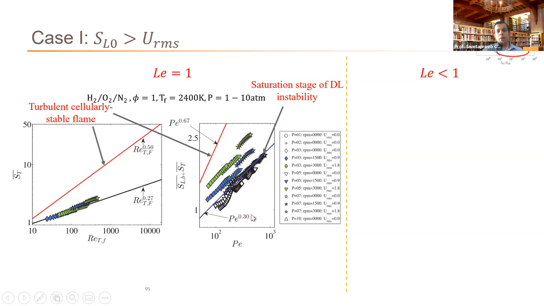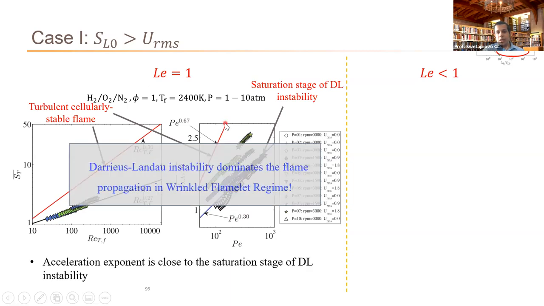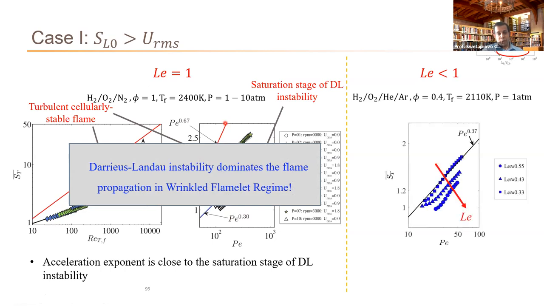How do we know that? Because this exponent of Peclet number is much lesser, about half of the exponent that is expected in fully turbulent regimes. Okay, so Darrieus-Landau instability dominates the flame propagation in almost the entire wrinkled flamelet regime, when the length scale ratio is of the order of greater than about 50.